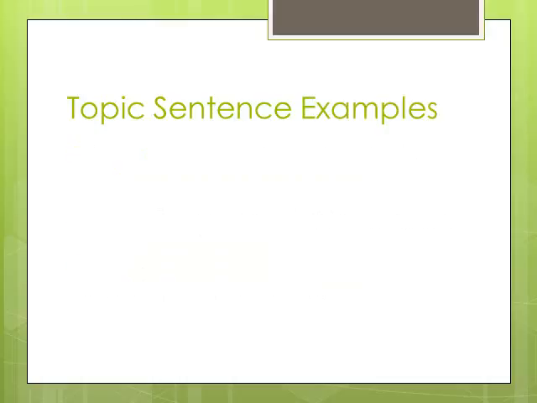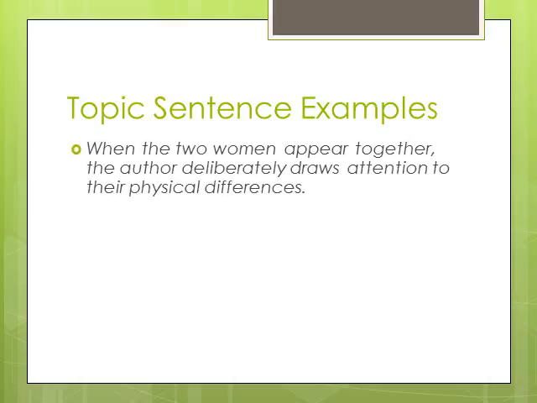So to avoid just making generalities, I've included some examples here. Here's an example of a good topic sentence for this pretend paper I'm writing. When the two women appear together, the author deliberately draws attention to their physical differences. It's clear that here I am going to be talking about their physical differences. And I've already said in my thesis statement that this is going to illustrate the power of physical attraction.